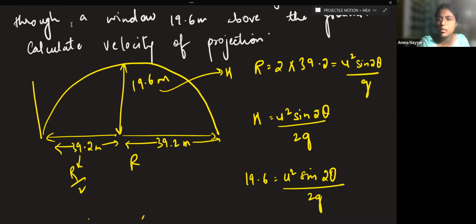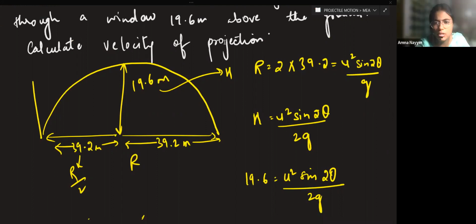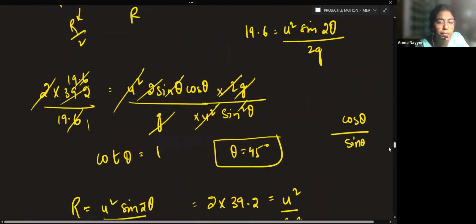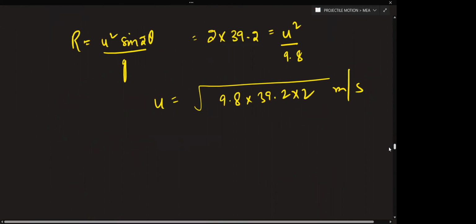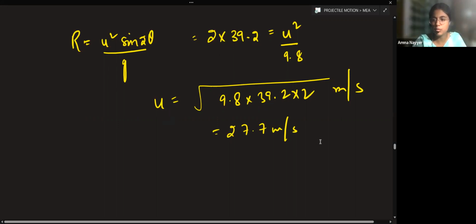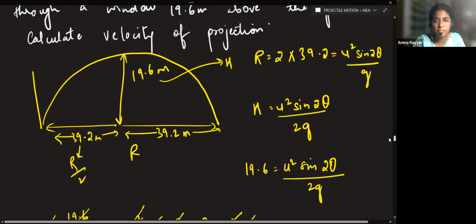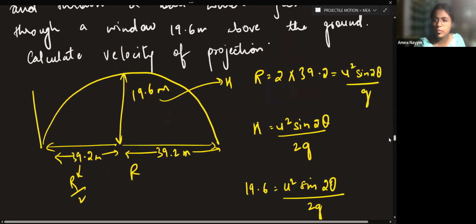Any doubts? Yes. Ma'am, is the answer 27.7? I do not remember the answer. Somebody else also please calculate and let me know. How much are you getting here? 27.7 meters per second. Okay, somebody else also please confirm if under root 9.8 into 39.2 into 2 is 27.7, because I do not remember the exact answer. So, question all of you must have written by now.